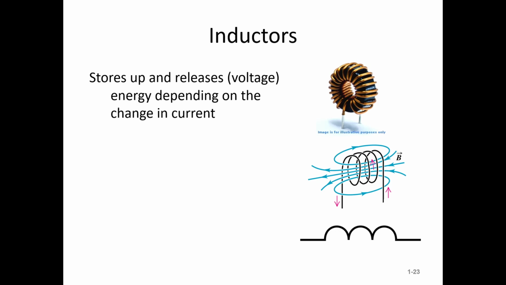So this thing stores up and releases energy depending on change of current. Okay, so the equation is V equals L di/dt. So the voltage that this thing produces is proportional to the rate of change of current. What that means is if there's a constant current flowing through this device, it behaves like a wire. That is, the voltage will be zero, because the derivative of the current, if it's constant, is zero.